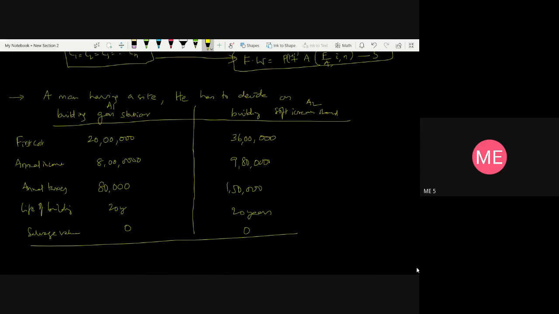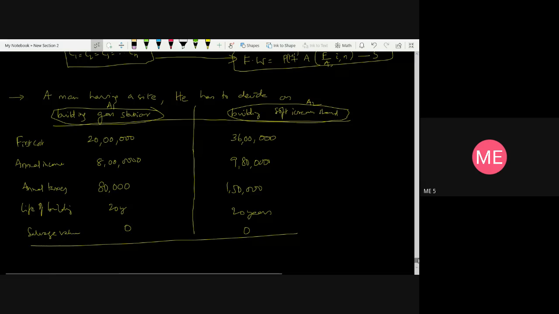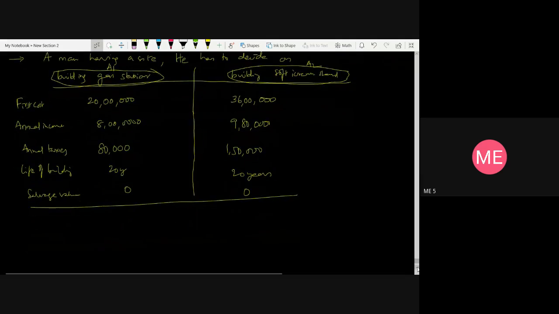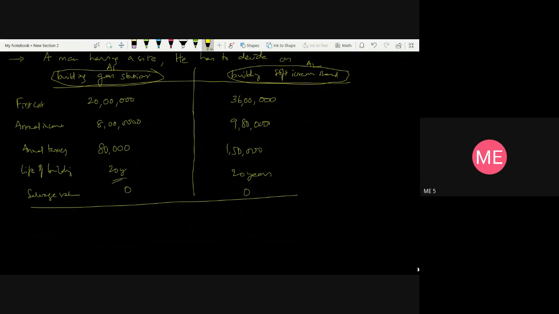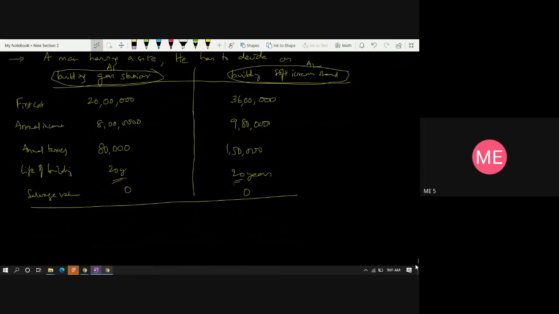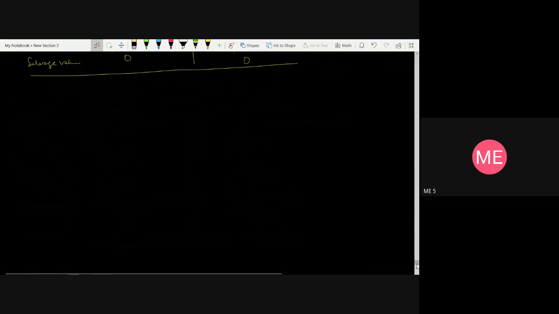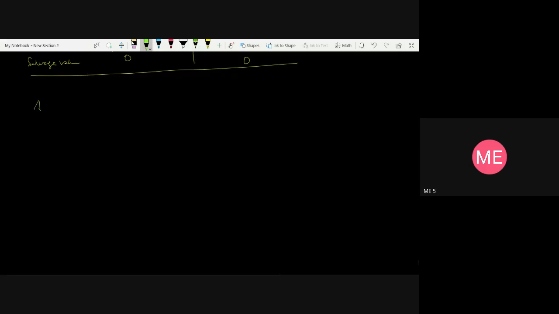So now he's asking which one he has to invest in. Either I have to invest in building a gas station, or I have to invest in building a small industry like an ice cream production industry. In this case, what we have to suggest is based on the investment he has made at the beginning, and what the future worth of these two alternatives is for the life of 20 years. So in that case, which alternative will be the best? For that, first we need to do alternative one. I'll write alternative one.